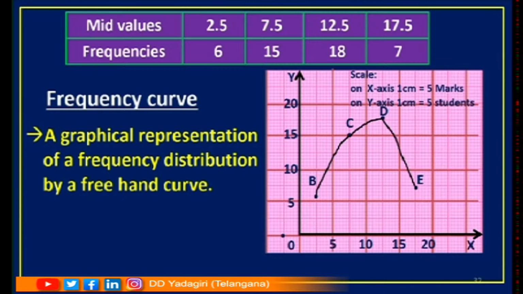Again, the previous class mid value and the last class next mid value, I am taking A and F. I am joining them and I am getting the frequency curve here. A, B, C, D, E, F is the frequency curve.